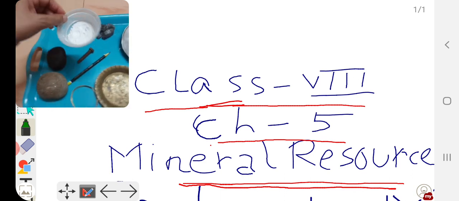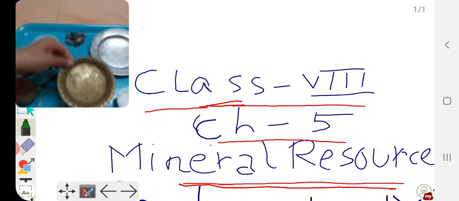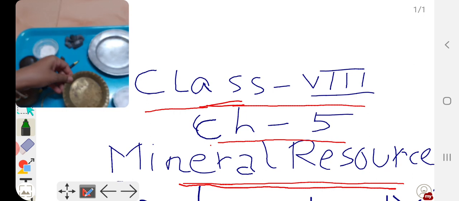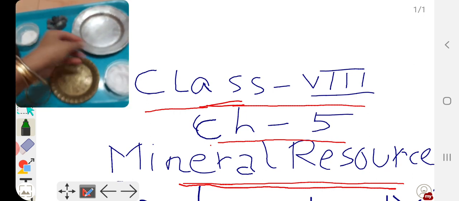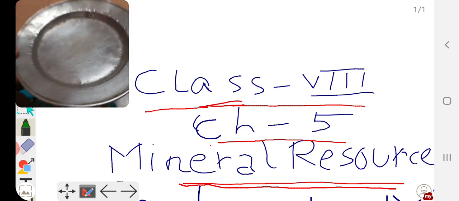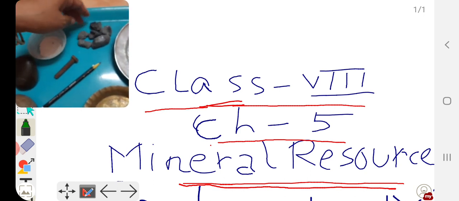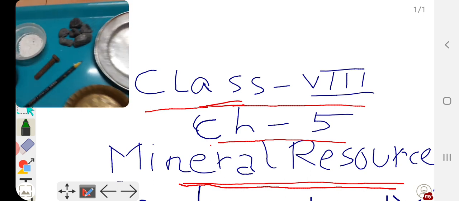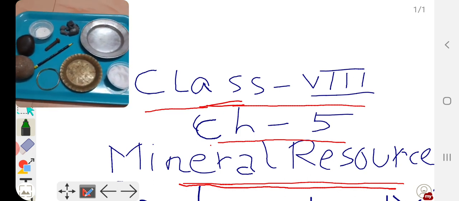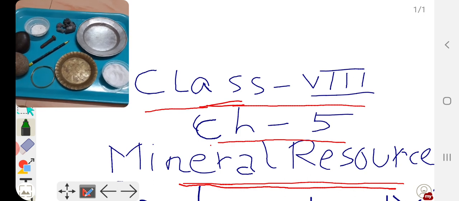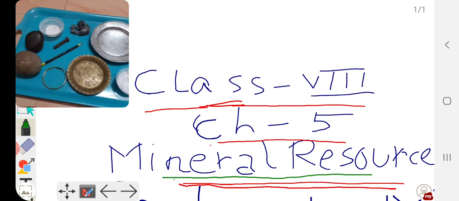This is talcum powder. This is a bronze plate. This is salt. Aluminium plate and some pieces of coal. So hopefully by seeing all these, it is there in your mind that today I am going to discuss the chapter that is mineral and power resources.